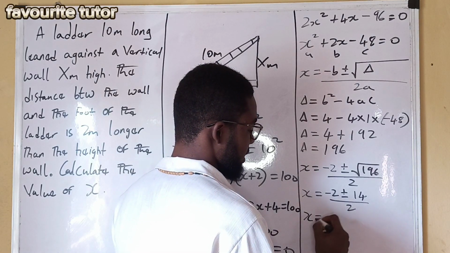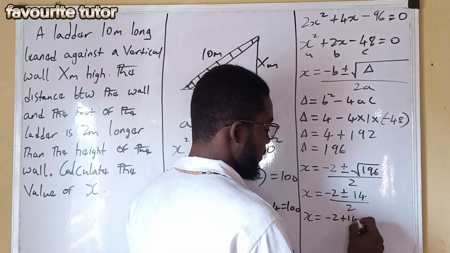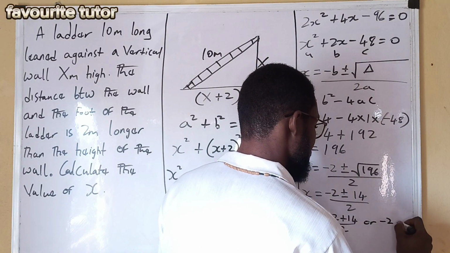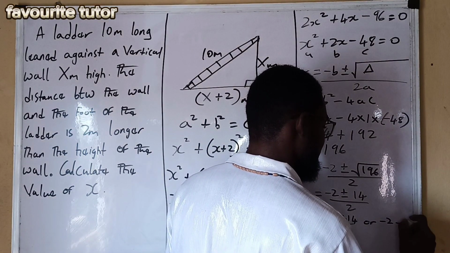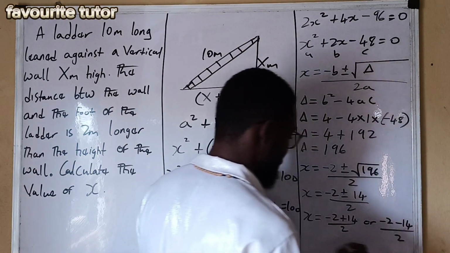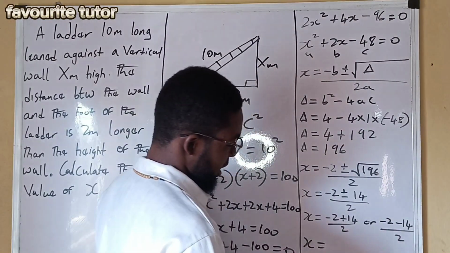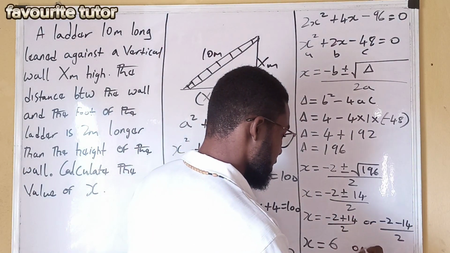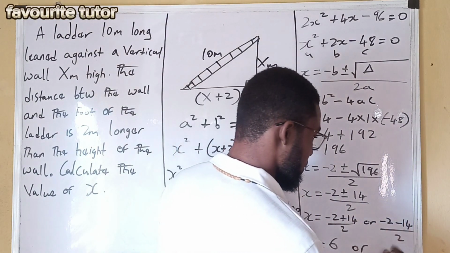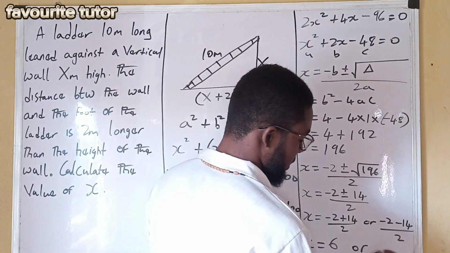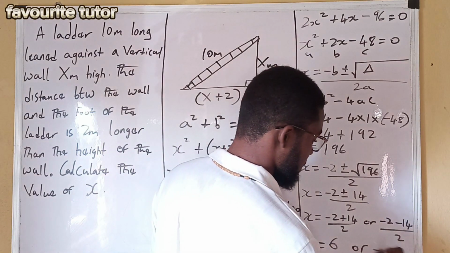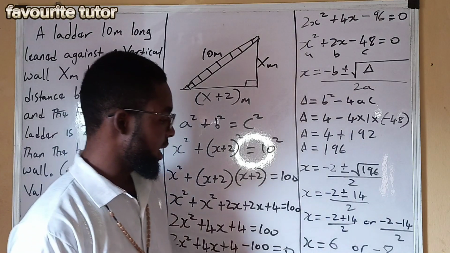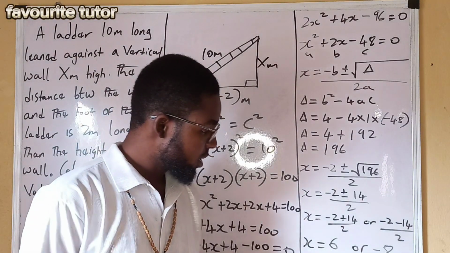If I solve this, x equals minus 2 plus 14 all over 2, or minus 2 minus 14 all over 2. So x is either minus 2 plus 14 is 12 over 2, which is 6, or minus 2 minus 14 is minus 16 over 2, which is minus 8. These are the values for x. Either x is 6 or minus 8 in meters.